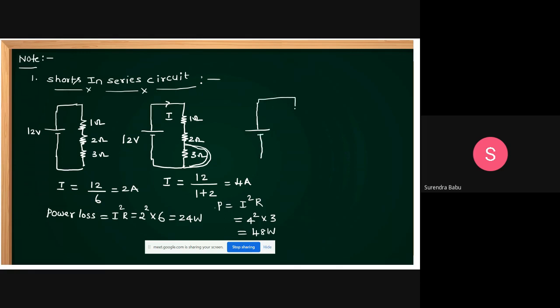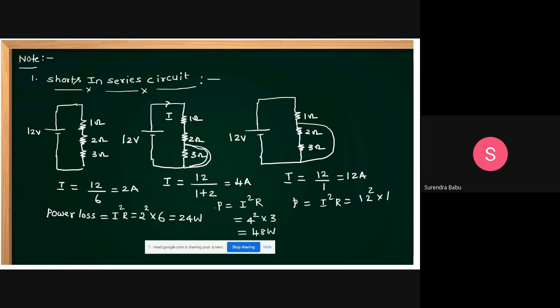Next, one more observation on the effect of shorts on a series circuit. Yes, friends, this is 1 ohm, this is 2 ohms, and this is 3 ohms. Let this be a 12 volts battery, and these two resistances are shorted. What is the current in this circuit, friends? That is I equal to 12 by 1, 12 amperes. What is the power loss, students? This is I square R, that is 12 square into 1. How many watts can we get, students? 144 watts.